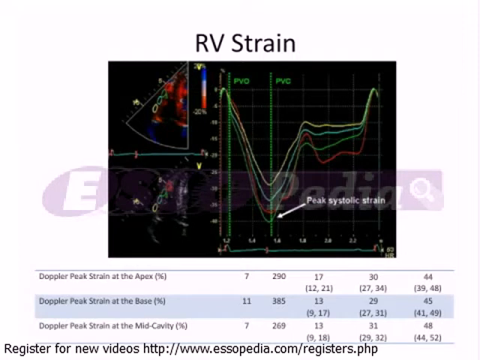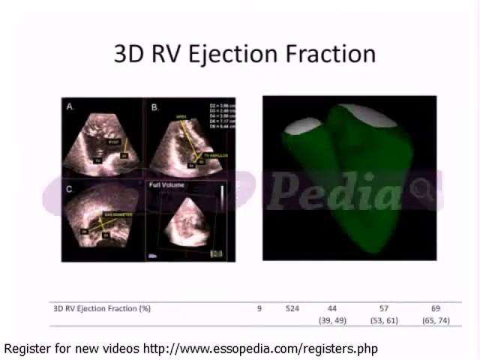The ejection fraction is a universally accepted method of describing cardiac function, despite its many limitations. Due to the complex geometric shape of the right ventricle, the RV ejection fraction is more complex to measure and requires a three-dimensional approach. Using several different algorithms, the RV ejection fraction can be calculated with a lower reference limit of approximately 44%.